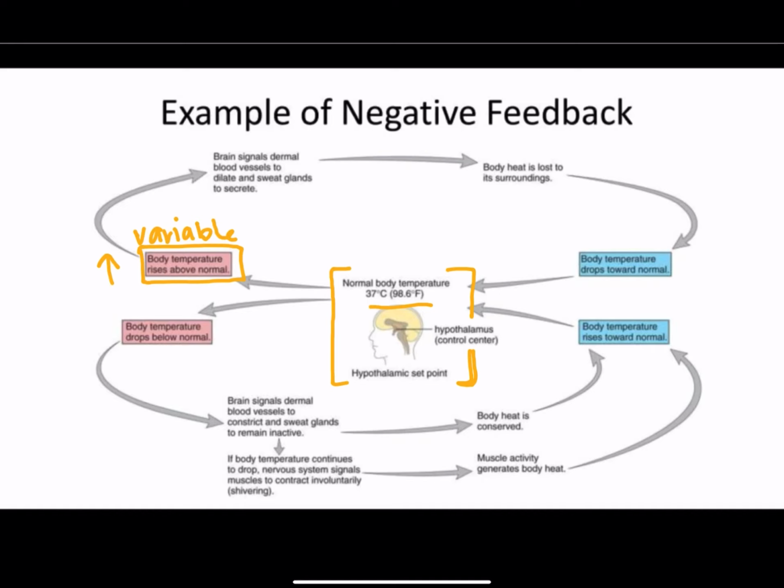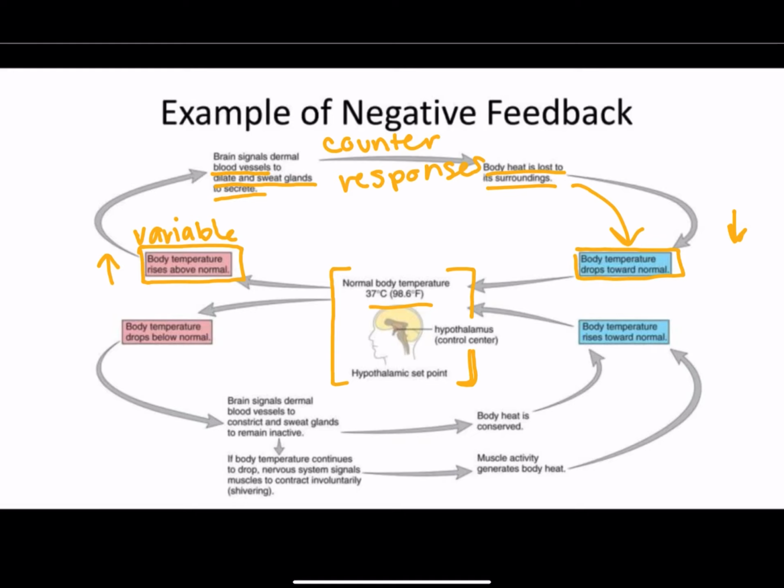And actually what it does is it signals your blood vessels to dilate and sweat glands to secrete. So what actually happens is your blood vessels become larger and you start to sweat. Those two things actually allow heat to be lost. And what happens in response is your body temperature goes back down. So these are our counter responses that lead to your body temperature going back down.